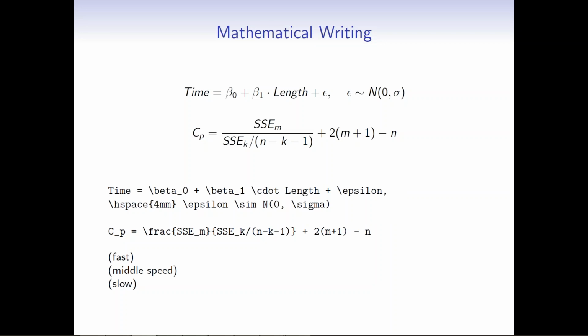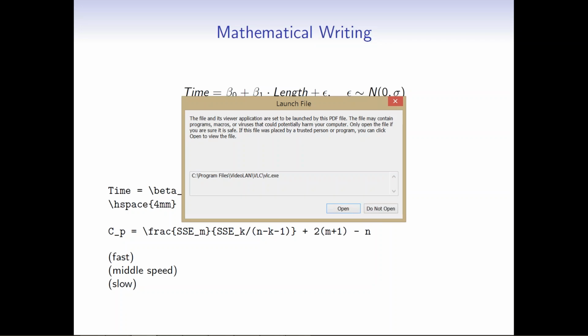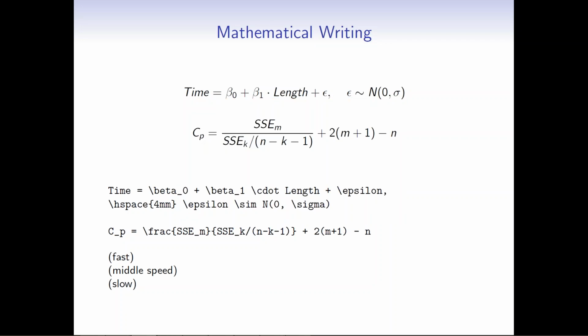And then finally, I want to play it at a very slow speed to ensure that everybody is able to follow this screen reader and how it's used. C underline P equals /frac left brace SSE underline M right brace left brace SSE underline K / left paren N dash K dash 1 right paren right brace plus 2 left paren M plus 1 right paren dash N.